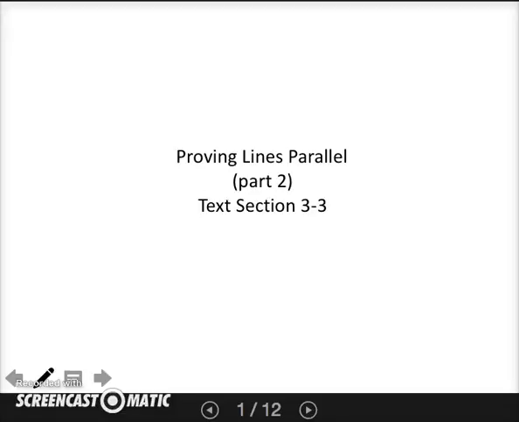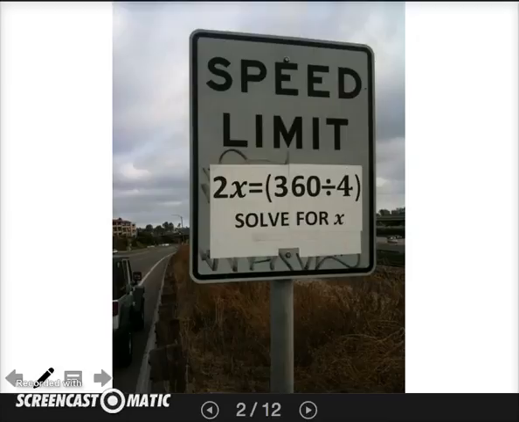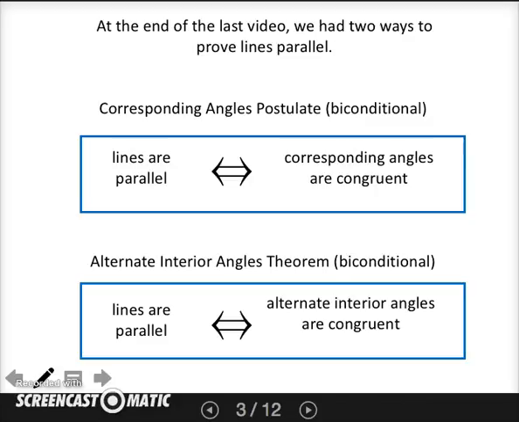This video is about proving lines parallel, part 2, and it's also found in your text in section 3-3. At the end of the last video, we had two ways to prove lines parallel. One of those ways came from a postulate.